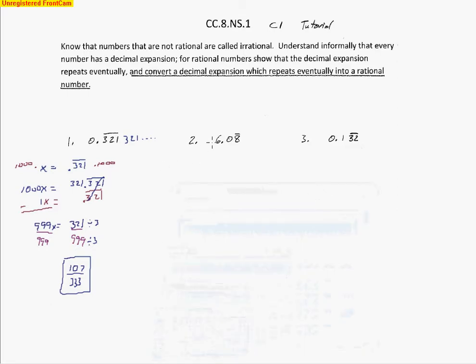So let's go ahead and take a look at the next one, a little different. This time the 8 is the only part that repeats. So let's do the same thing. Let's set x equal to 6.08 repeating. This time we only want to cancel out the 8. So I'm only going to multiply by 10 this time. And if I just multiply by 10, let's see what happens. So I got 10x, the decimal moves over one space, so it becomes 60.8 repeated.